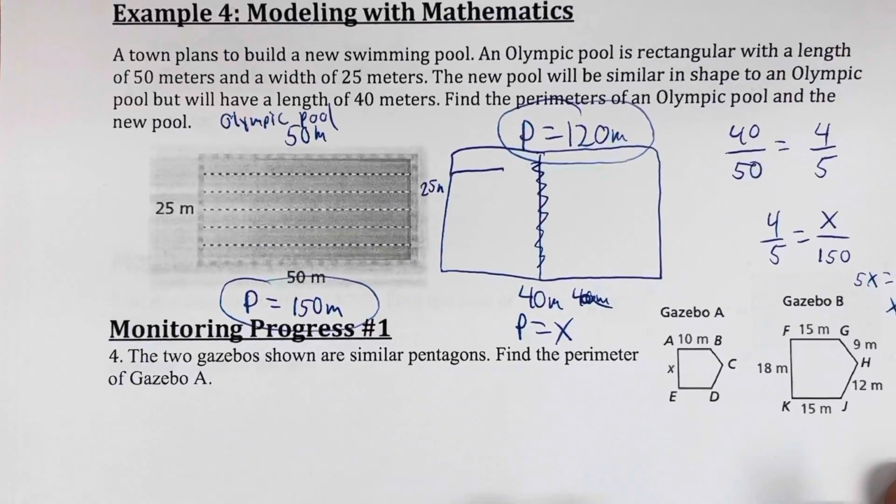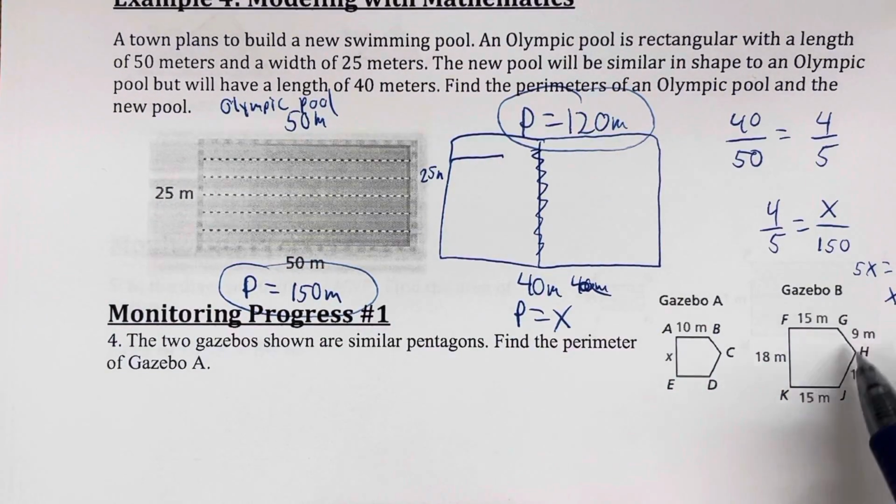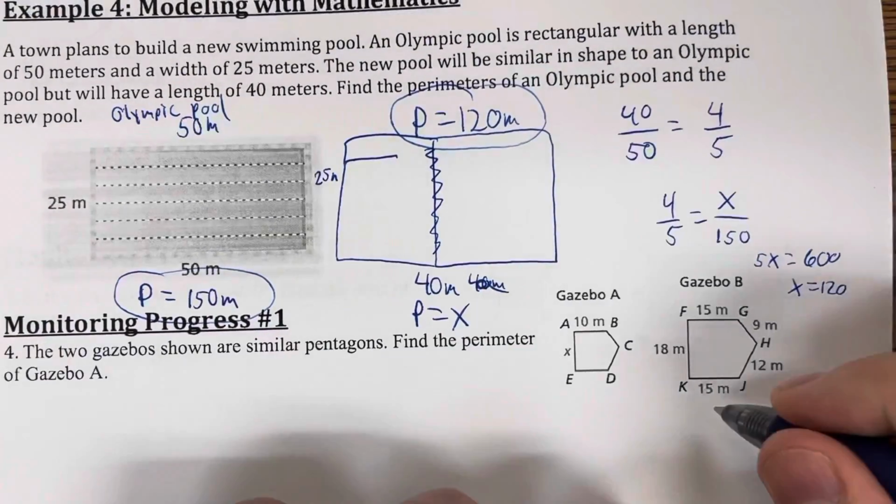Next step says, the two gazebos shown are similar pentagons. Find the perimeter of gazebo A. So I need to find the perimeter of gazebo A. I know that the perimeter of this one is, adding up all the sides, 18 plus 15 plus 12 plus 9 plus 15. I get a perimeter of 69 meters.